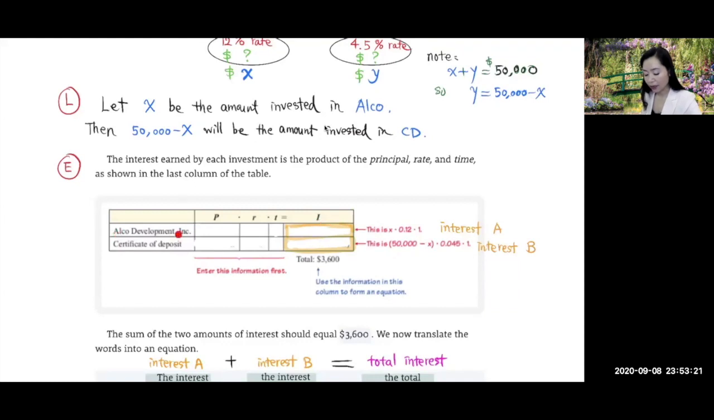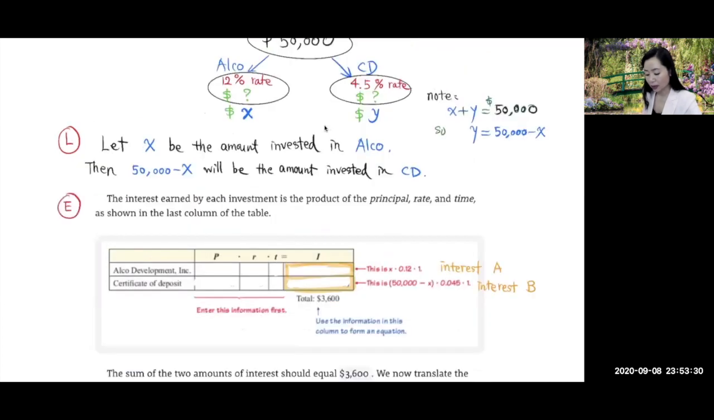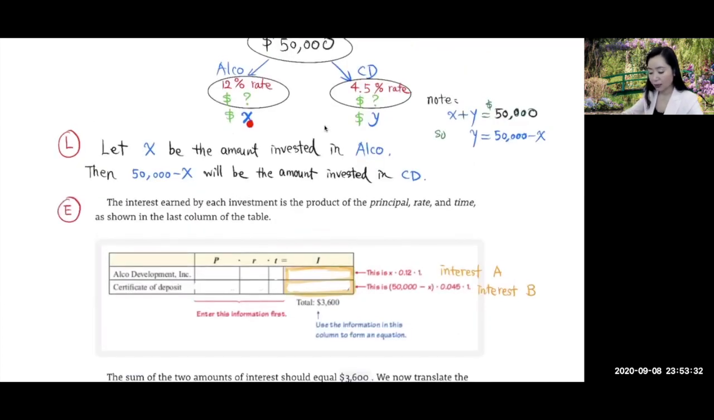Okay, we have two types of investment. One is ALCO, the other one is CD. What is the principal? What is the amount that you invested in ALCO? That is X, right? So let's write it down. Well, what is the amount that you invested in the CD? Well, which is Y, and Y is what? 50,000 subtracting X, right? So let's write it down right here, okay?